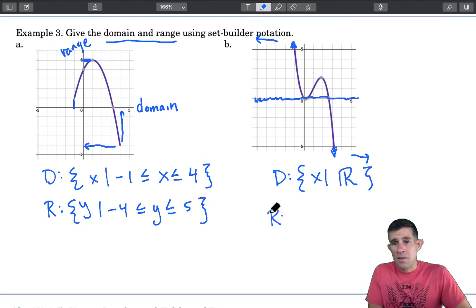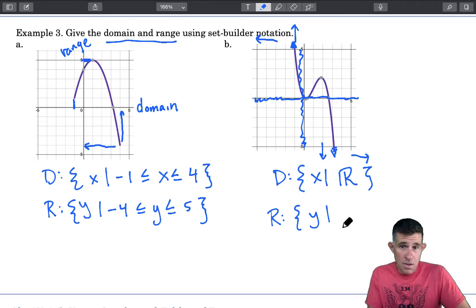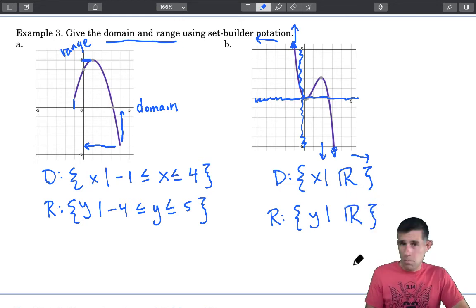Now the same is actually going to be true for range. Our range of values here, if we were to flatten this on the y-axis, because this arrow is going to keep growing up and this arrow is going to keep growing down, it's going to contain all of these values along the y-axis. So we'll say that our range is also the set of all real numbers.